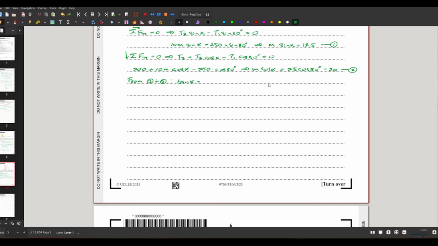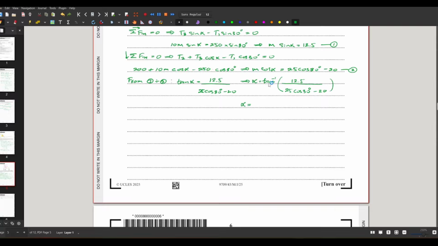So tan alpha equals 12.5 divided by 25 cos 30 minus 20. And with this, alpha equals tan inverse 12.5 divided by 25 cos 30 minus 20.